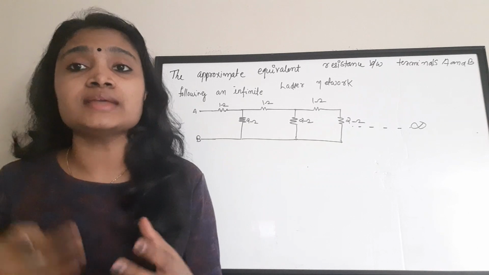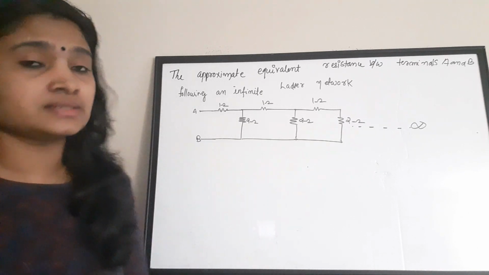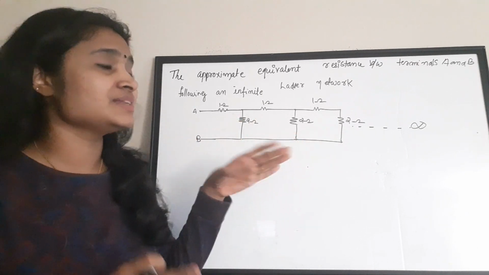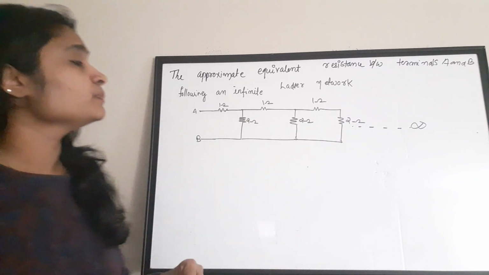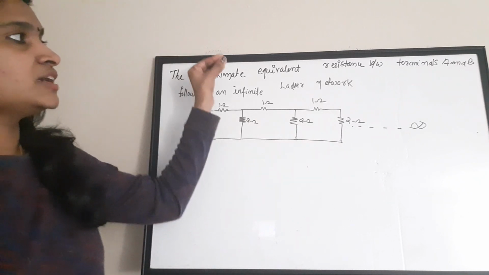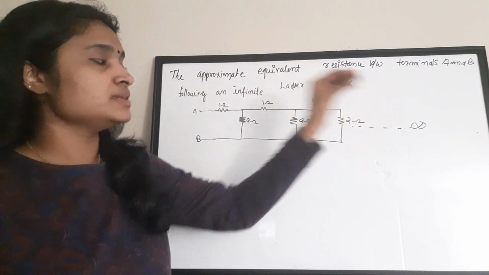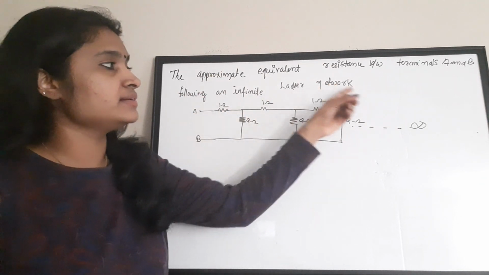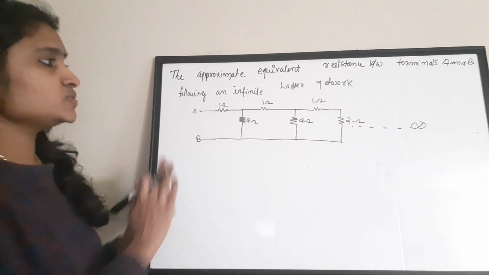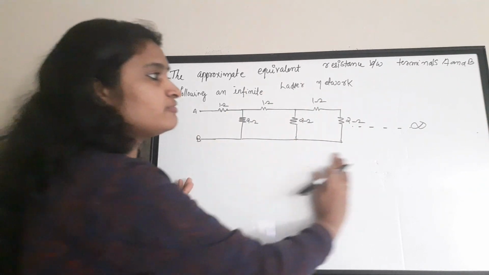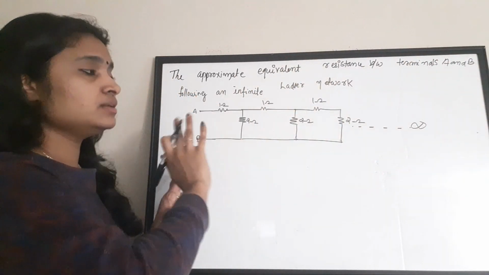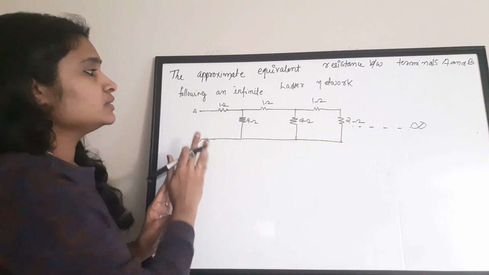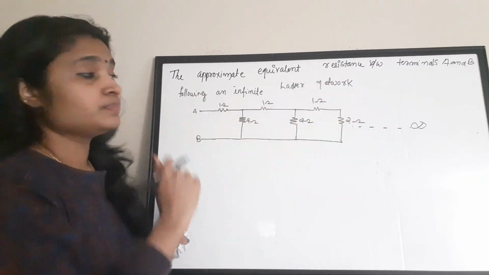The next question is again a finding of equivalent resistance type of question, but this time it is a little bit tricky. Find the approximate equivalent resistance between terminals A and B of an infinite ladder network. If you see this network, it is actually an infinite network. It is going in an infinite way. This has been progressing infinitely.